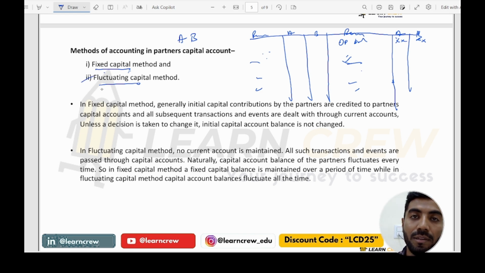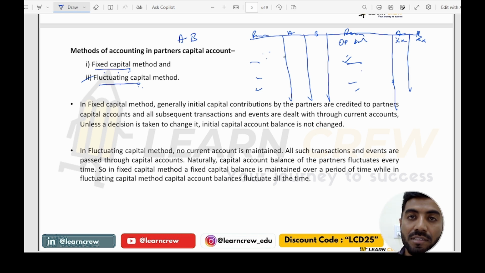In the fixed capital method, there will be two accounts. One is for the capital balance being maintained. Similar account, only one more account is to be maintained, one for the fixed capital. Only the capital balance will be maintained, and whatever the closing balance or the fluctuating balance will be, that will be transferred to the capital.